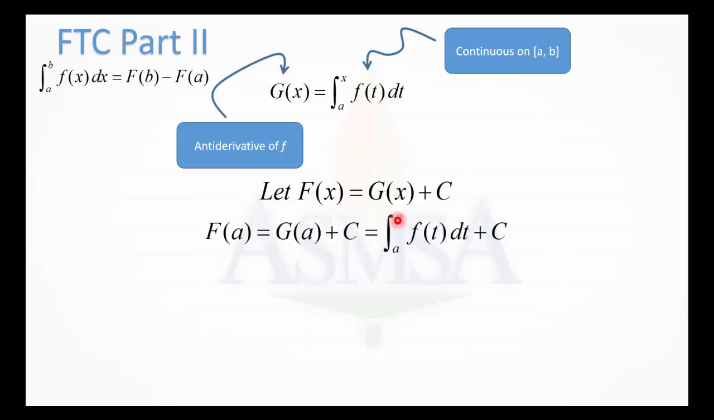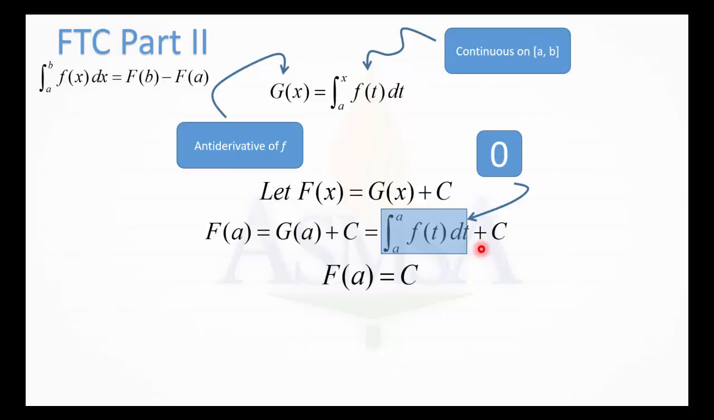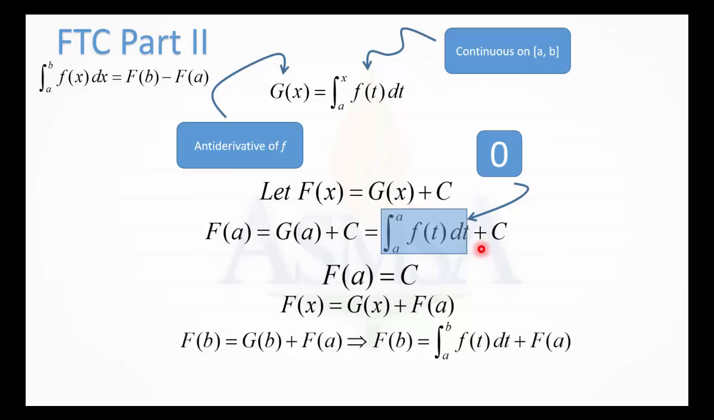Now let's go back and say, okay, let's find F of a. Well, F of a is equal to G of a plus c. Now, if you look at evaluating G of a, that would be just replacing the x with an a. And of course, if I do that, I just get a 0 for the integral. So what happens is I have F of a equals c. Now I have my new function. Instead of F of x equal G of x plus c, I have F of x equals G of x plus F of a.